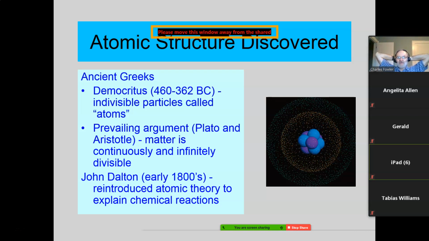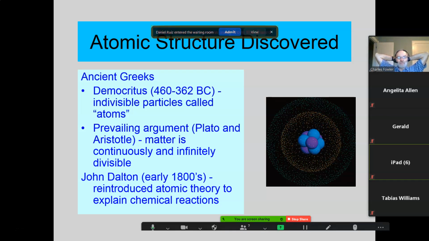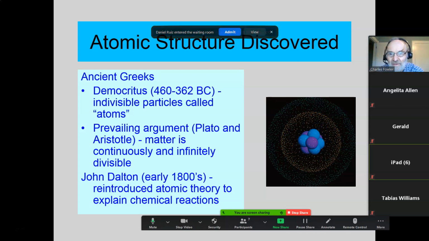Carbon always seemed to have 4 hooks, and sodium and potassium always had 1 hook. Calcium, magnesium always had 2 hooks. Chlorine always had 1 hook.